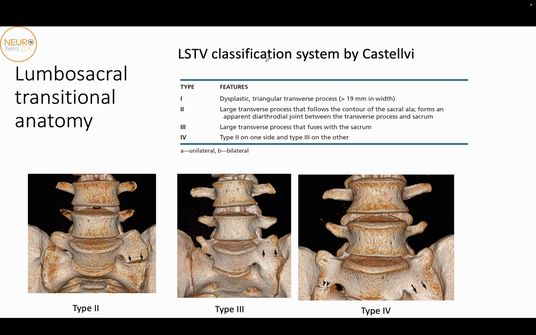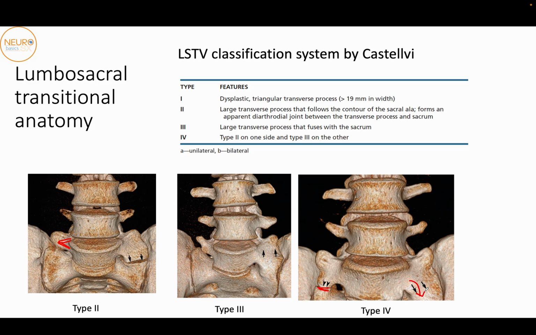Now, there was a classification system proposed which tells you how much sacralization of a lumbar vertebra can happen. In type 1, you can get just a dysplastic triangular process. This, on the other hand, is a picture of a type 2, where the transverse process is actually trying to form a joint with the sacral ala. If a bony fusion happens between the transverse process and the sacral ala, that is a type 3. A type 4, on the other hand, is where on one side there's a joint which is formed, and on the other side, some bony fusion has happened.